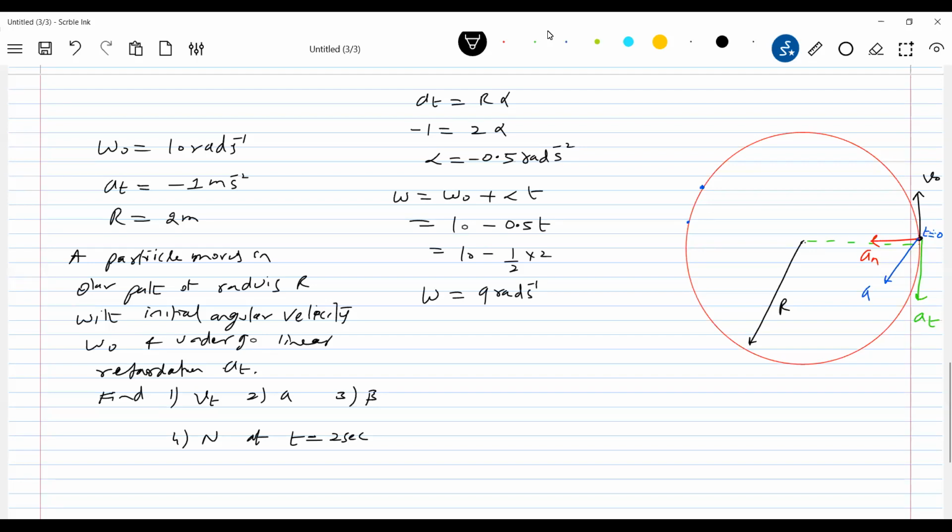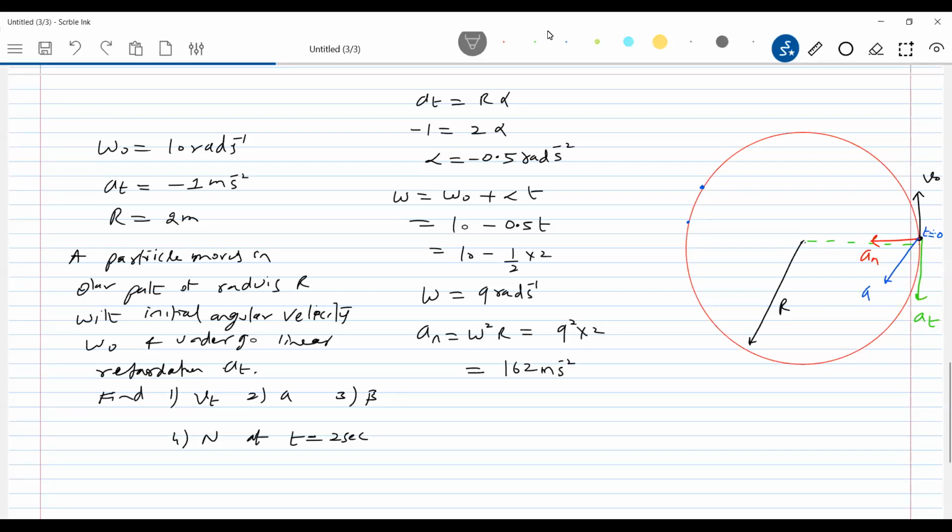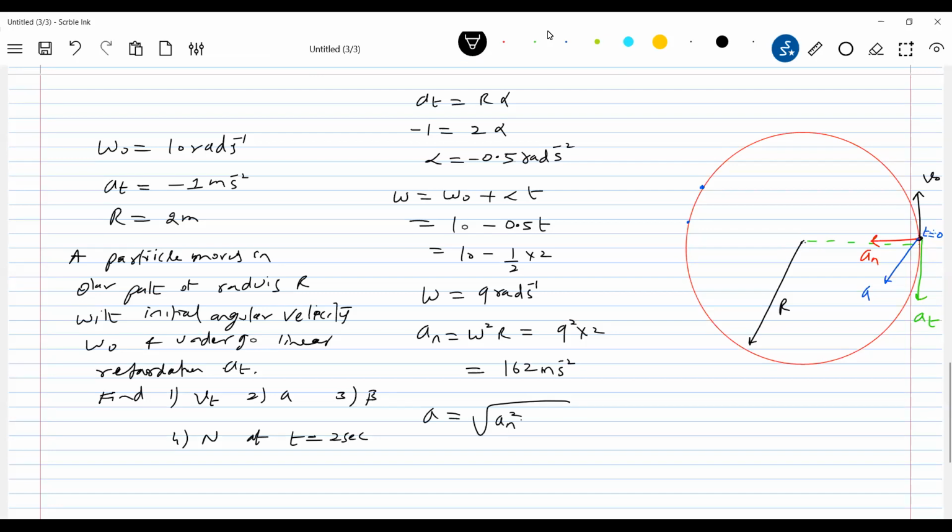Okay, after getting omega, can we calculate A normal? Omega square r, 9 square into 2. This will be 81, 162 meter per second square. Very large value, no? Usually it happens here. Okay, now we got the normal. What is the tangential acceleration? Tangential is given 1, and A normal is this much here. Okay, what is the total acceleration then? Square root of A normal square plus A tangential square.